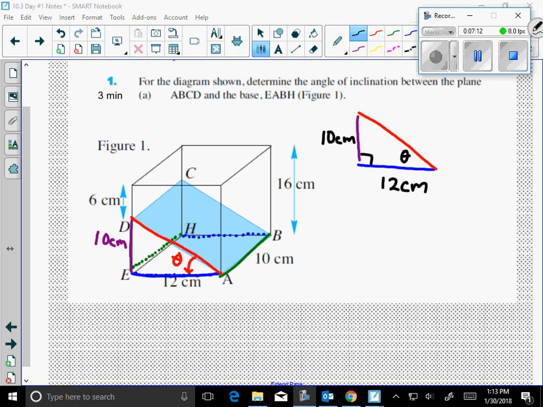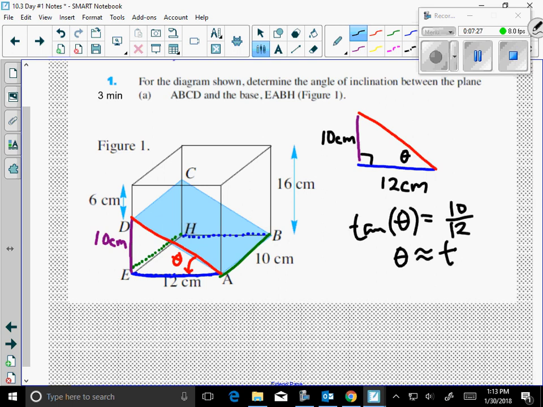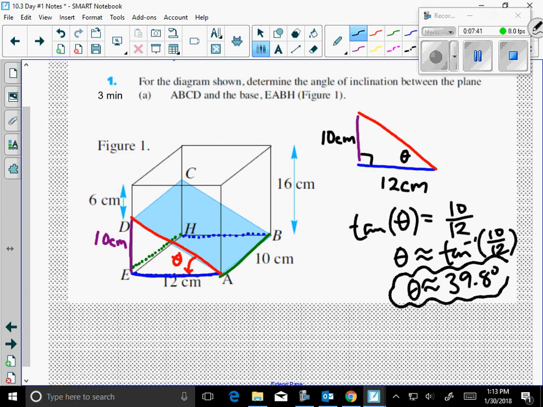But in this case, all that I need to find theta is my friend tangent, because I have a few friends. I'm related to most of them. But I would say that tangent of theta equals 10 over 12, which means theta, I heard someone hollering that out. Is 38 what? 39.8?